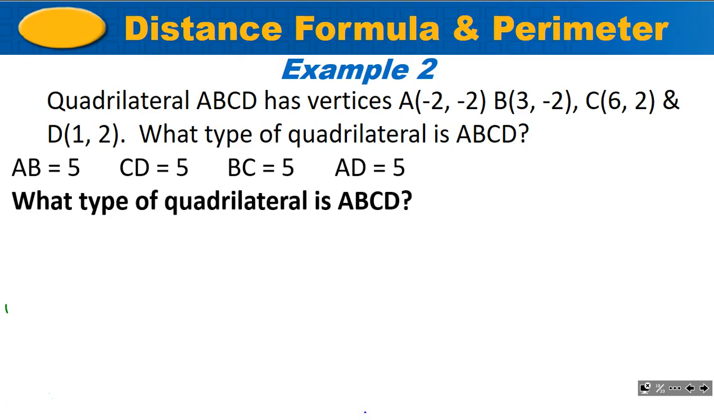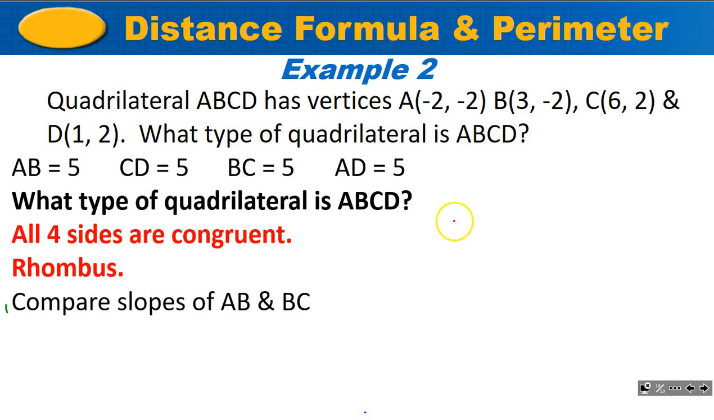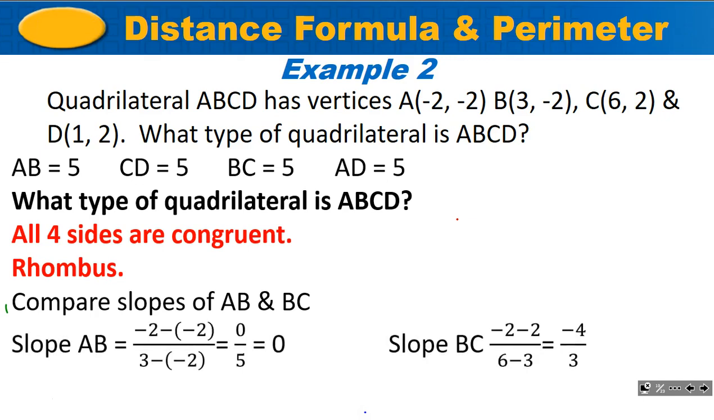So we can say for sure that it's a rhombus. All 4 sides are congruent, so it's a rhombus. Now, we want to also compare the slopes of AB and BC because a square also has 4 congruent sides, and we want to compare the slopes of a pair of sides to see if it produces a right angle. So when I compare the slopes, the slope of AB is 0, and the slope of BC is -4/3.